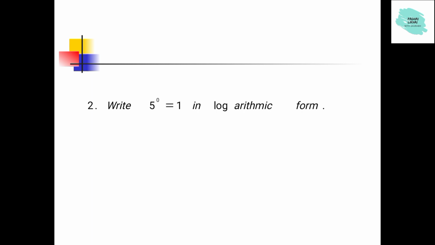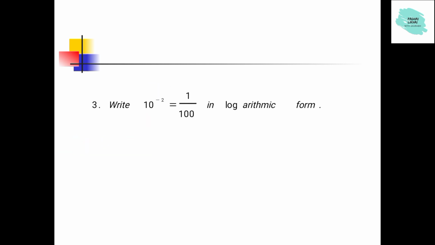Next, in this problem we have base 5, exponent 0, value 1. So the log form is log base 5, the exponent will be put on the right hand side, and the value should be written here. Means log 1 base 5 equal to 0. How to read it? Log 1 base 5 equal to 0.